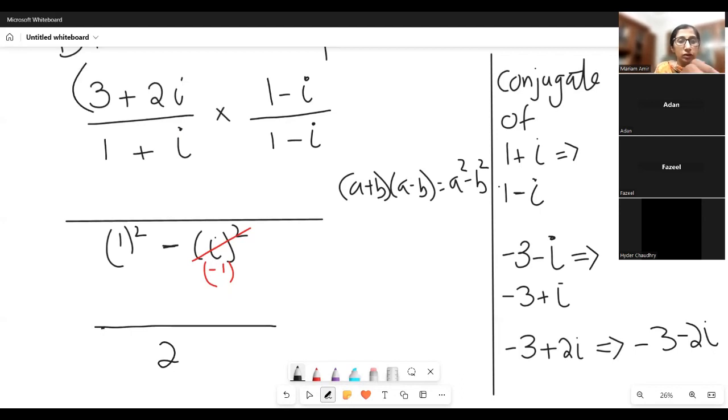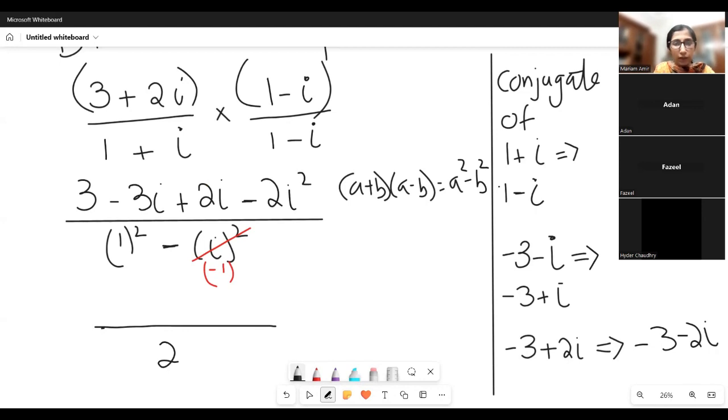Denominator is 2, and in the numerator, we have to multiply these. So we have 3 minus 3 iota plus 2 iota minus 2 iota square, and iota square is -1. So we have 3 plus 2, which is 5, and then minus iota.